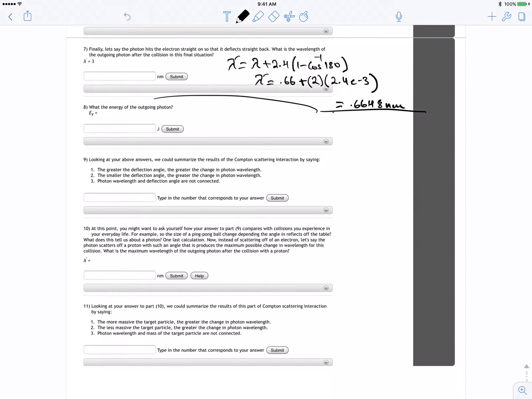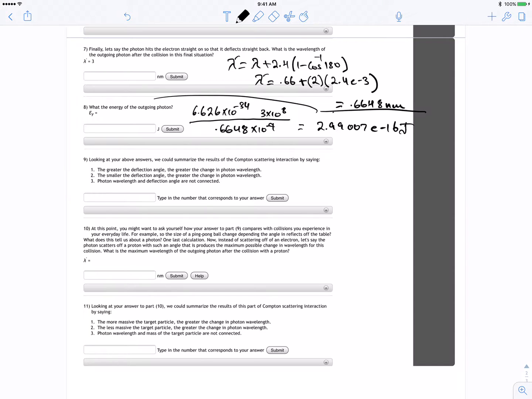What's the energy of the outgoing photon? We'll do the same exact thing: 6.626 times 10 to the negative 34 times 3 times 10 to the 8 divided by 0.6648 times 10 to the negative 9. For this one, I got 2.99007 e to the negative 16 joules.